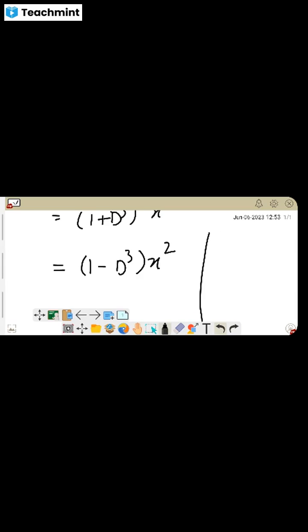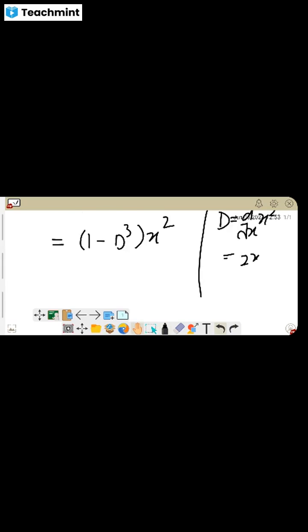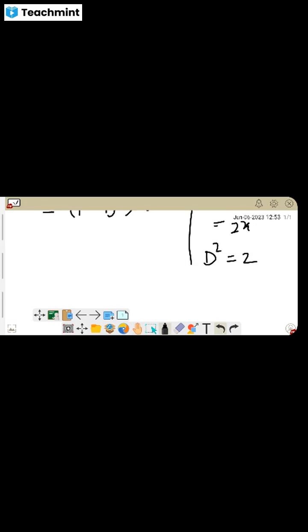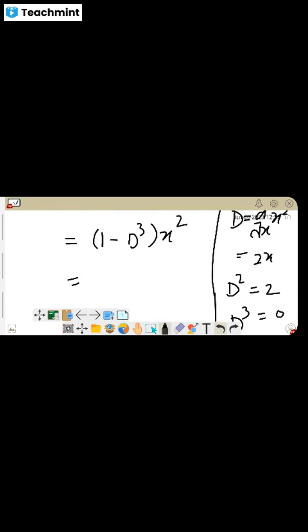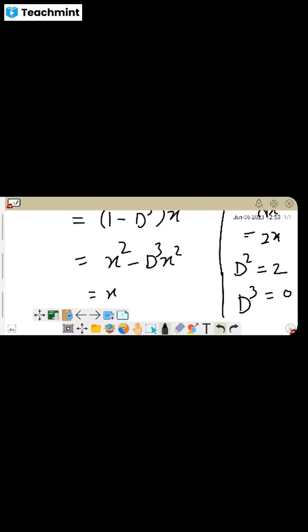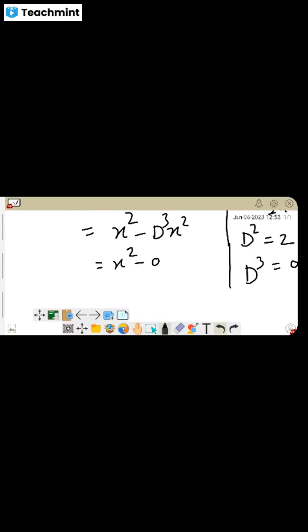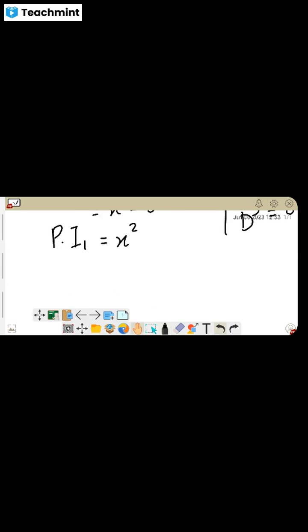So let us find dq. D is equal to d upon dx of x square, which is 2x. D square is equal to 2, right? And d cube is equal to 0. So we'll only have x square here because minus d cube x square is 0. So we have pi1 as x square.